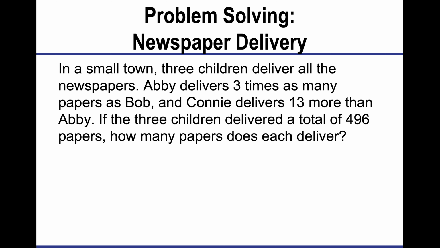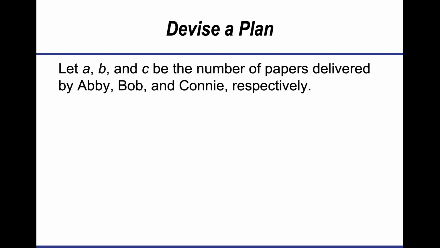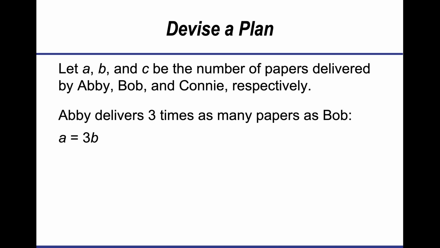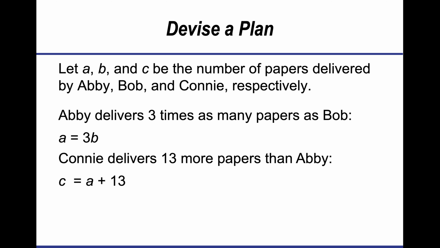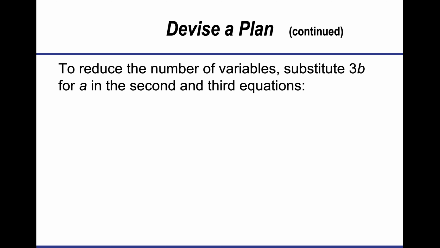Let's look at the same idea with the newspaper delivery. So we're going to go through the problem first, and we're just going to try and understand it. So we read it the first time for understanding. After we read for understanding, then we're going to start devising a plan and putting it into algebraic notation. So I know that Abby delivers 3 times as many, so that'd be 3 times what Bob has going on. Connie delivers 13 more than Abby, so I have A for Abby, add 13 to Abby, and you get Connie. And that when I add all these deliveries together, it's going to be 496.